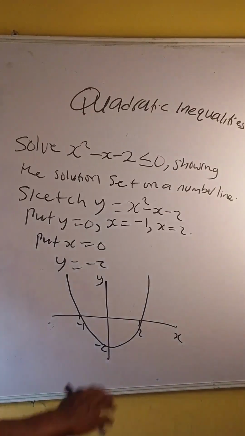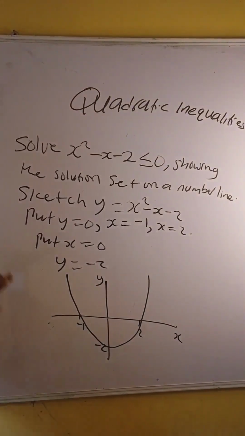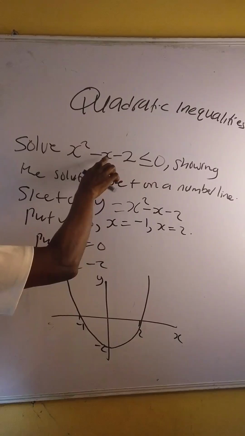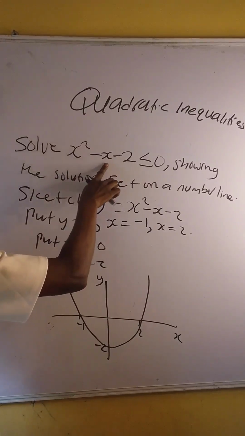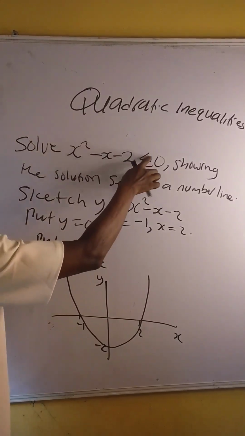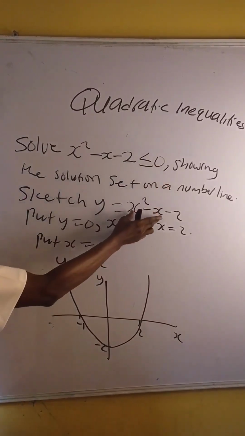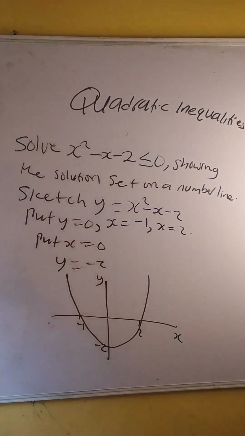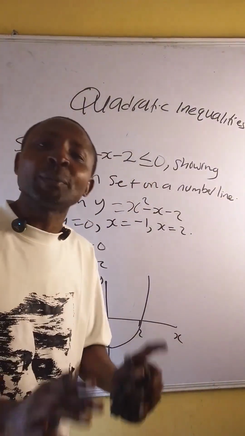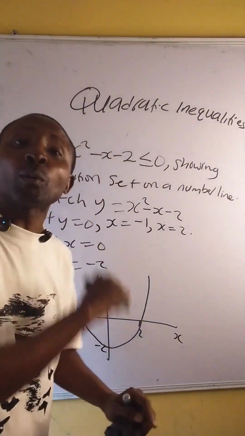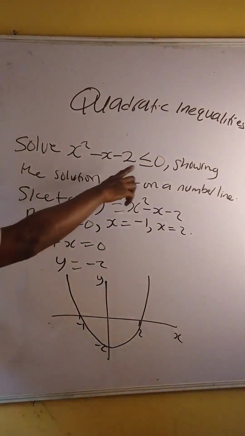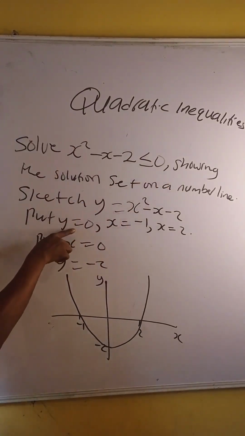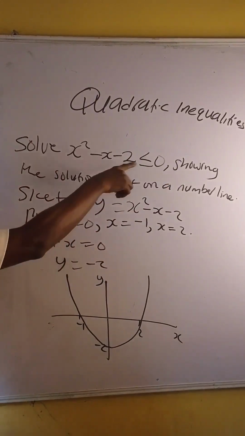Okay? So every inequality, to get the required region, always starts from your y. This is x squared minus x minus 2 less than or equal to 0. Looking at this, it means your y is standing where this 0 is. So you locate your shaded region, or your required region, from the y. They said it is less than or equal to 0. That means your y is less than.